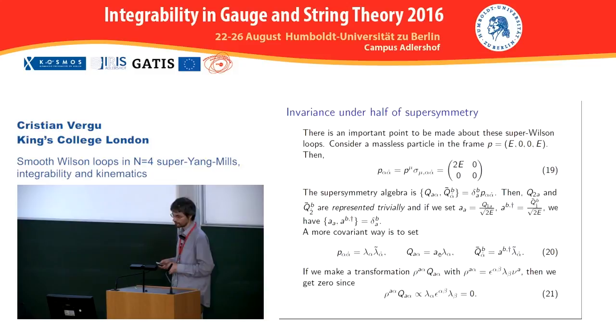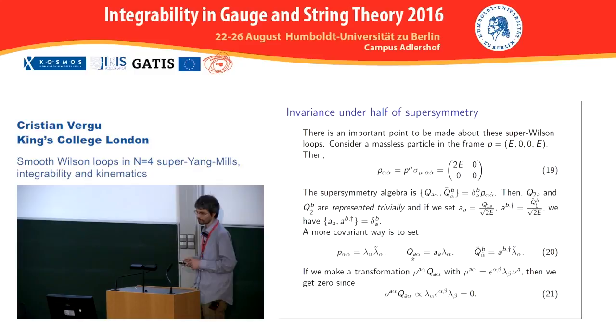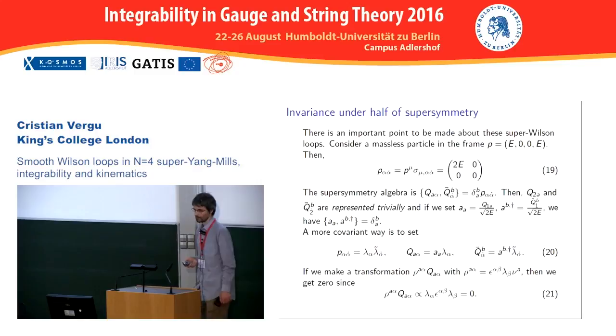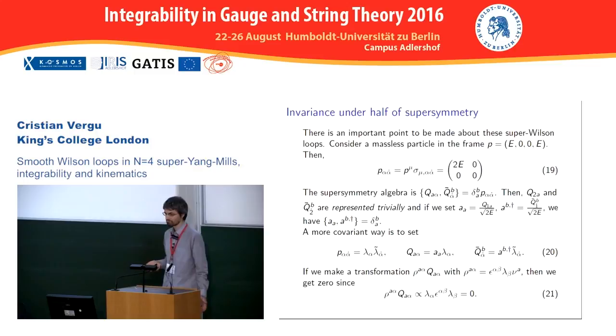Now, if we make a supersymmetry transformation with parameter rho, chosen such that it is of this type, then we get zero. This is very easy to see because if I plug in this expression for A, I get a contraction lambda epsilon lambda. So epsilon is the antisymmetric tensor. So I have a symmetric tensor lambda alpha lambda beta contracted with an antisymmetric tensor, I get zero. So half of these supersymmetries don't really do anything.